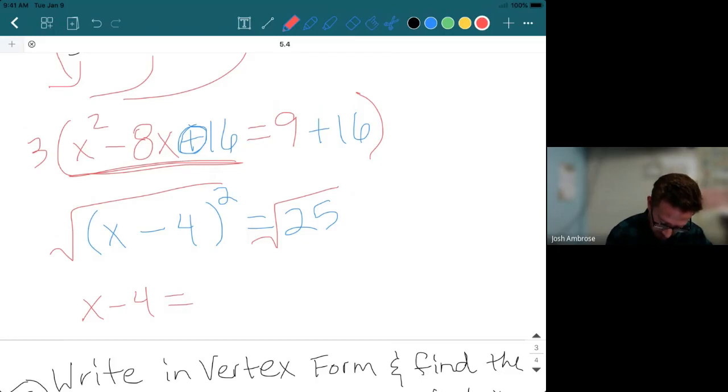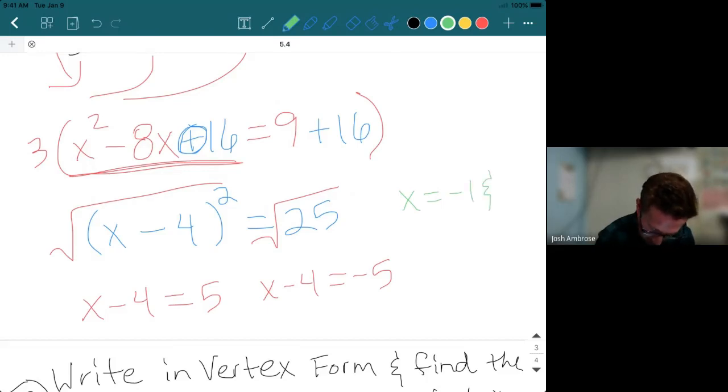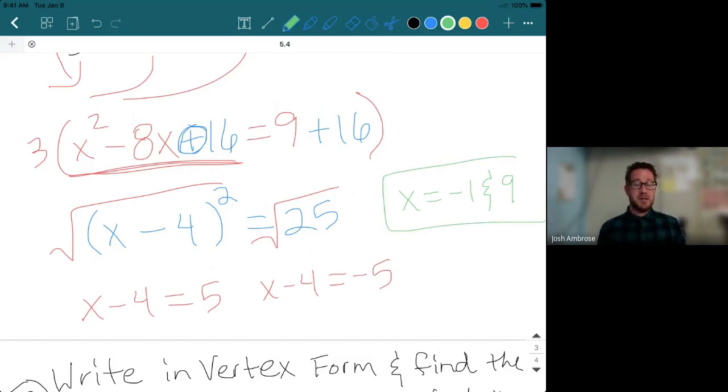equals 5. And then another x minus 4 equals a negative 5. Because you can't forget, the square root is going to give you both the positive and the negative, giving us a final answer here where x equals negative 1 and 9. There you go. So that is a decent style of completing the square, all the steps right there.